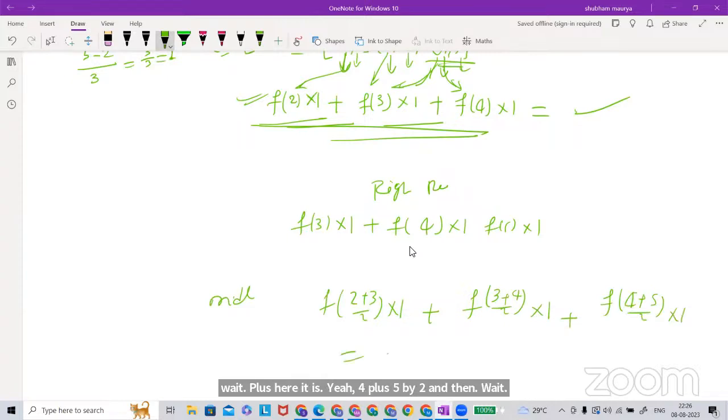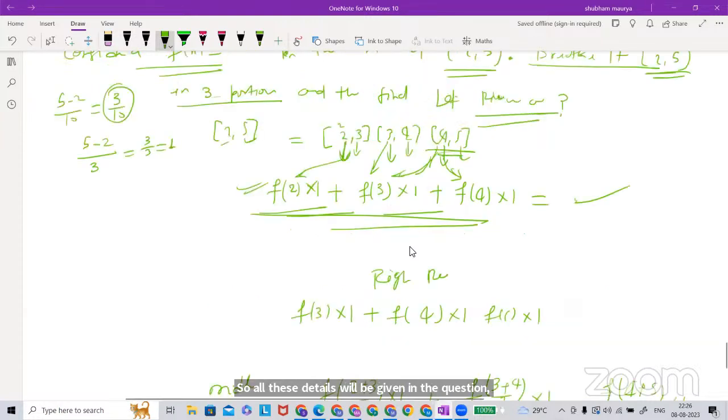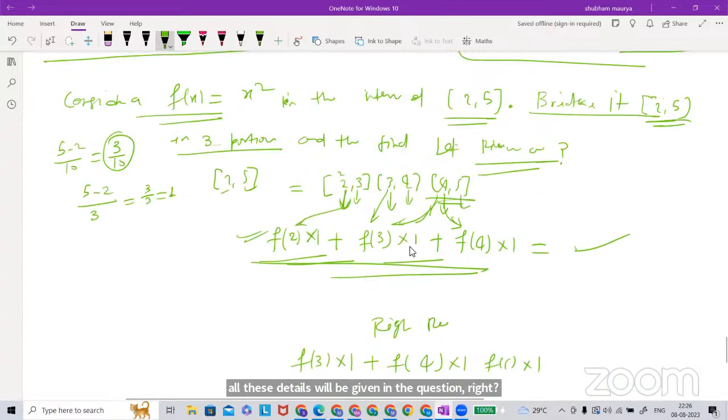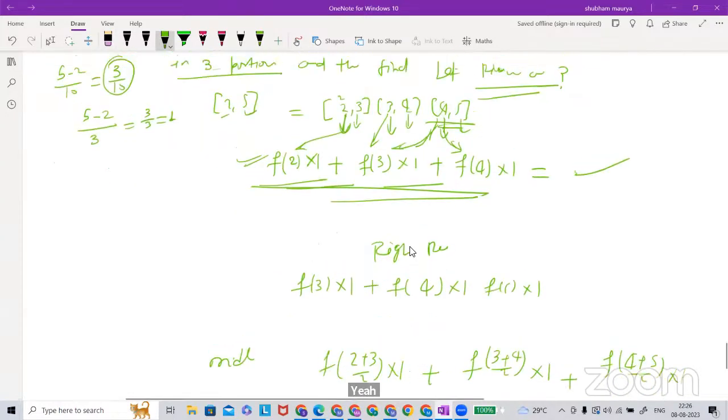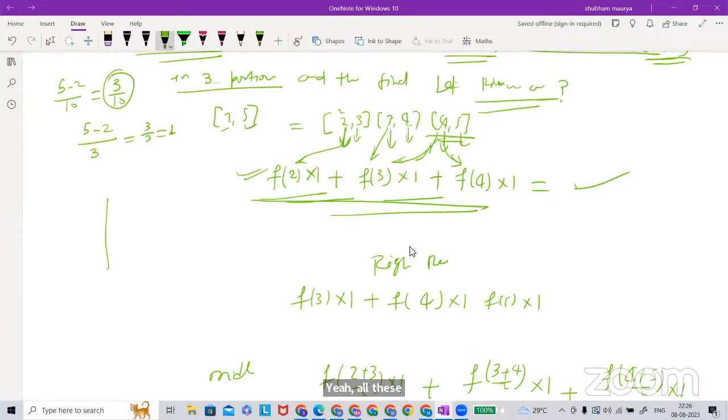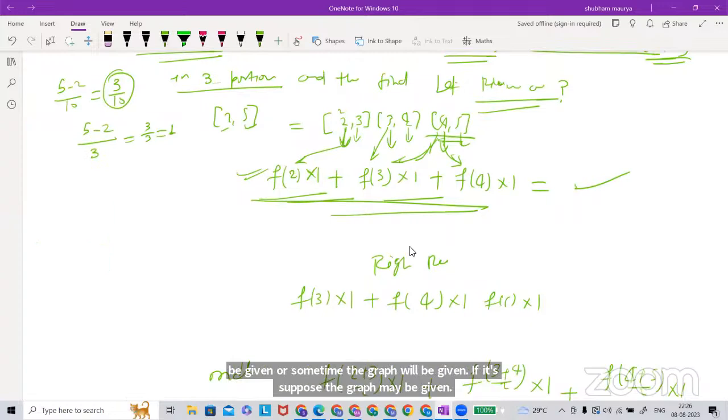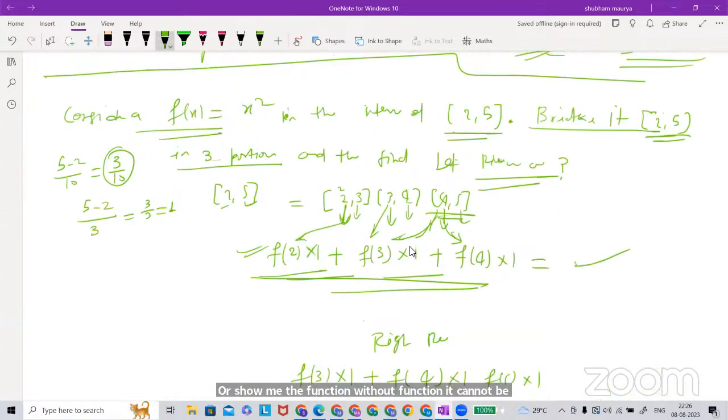So all these details will be given in the question, right? Yes, the function will be given, or sometimes the graph will be given. Surely the function will be given, because without the function it cannot be done. The interval will be given, and also how many portions you are breaking the interval into. At least this information will be given. Based on that, we have to find the left Riemann sum or the middle sum.